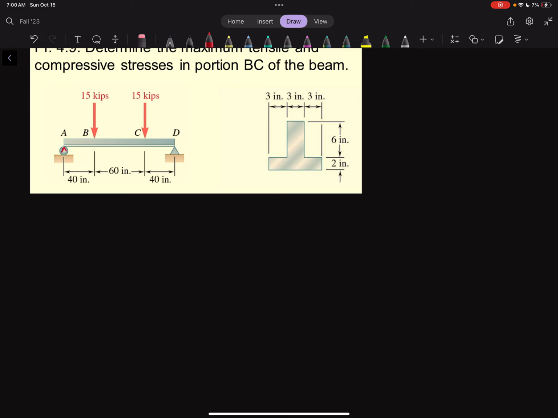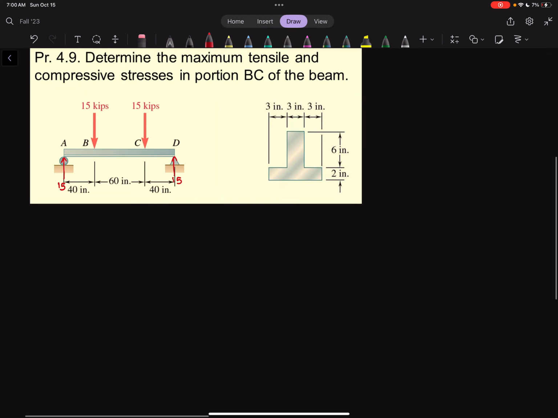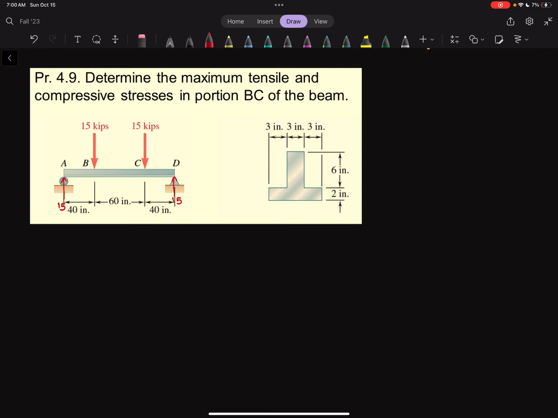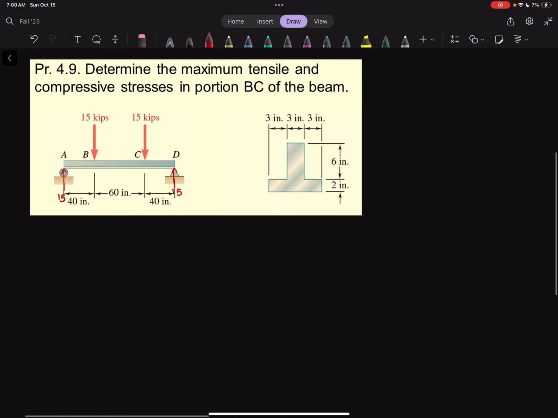And due to symmetry, we know that the reaction forces here are going to be half of the total forces going down. So 15 plus 15 is going to be 30. So we're going to have 15 kips here and 15 kips here. Now that is useful for the maximum tensile and compressive stresses in portion BC of the beam.